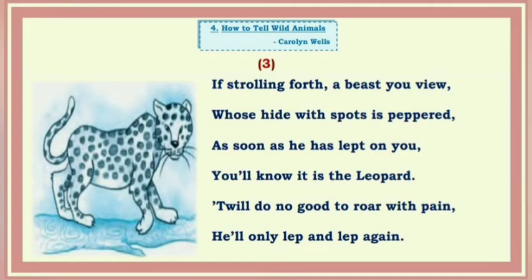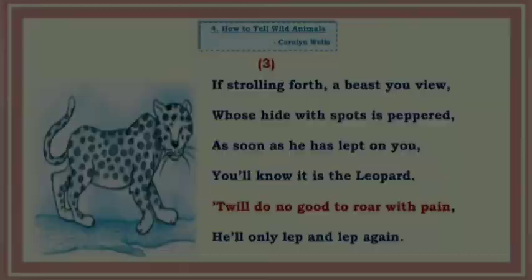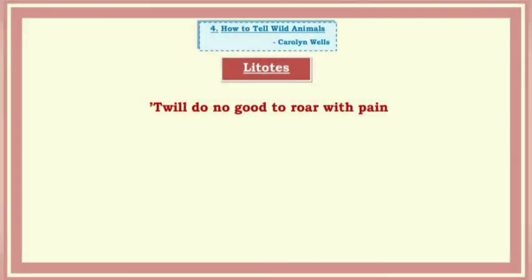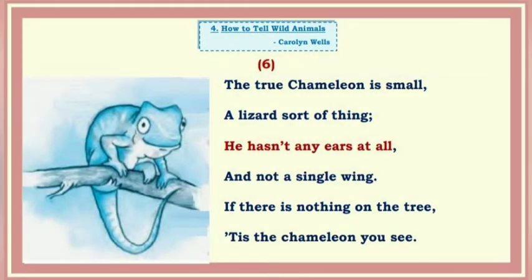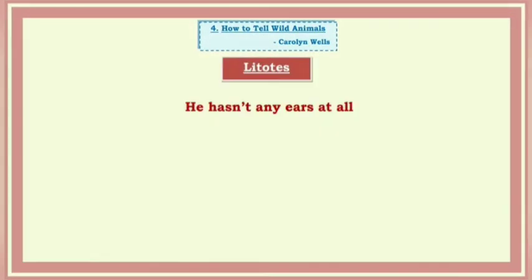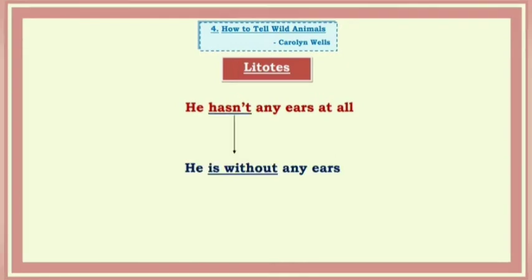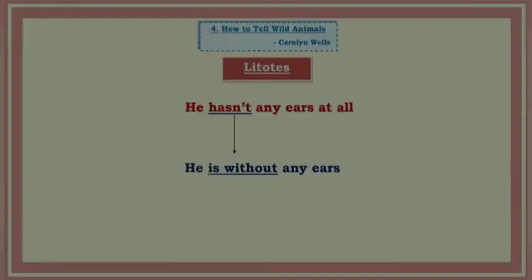First, have a look at this line. It will do no good to roar with pain. Here the negative statement emphasizes the positive sense that it will be useless to roar with pain. Again in the line, he hasn't any ears at all. A negative statement has been made to emphasize the positive sense that the chameleon is without any ears.